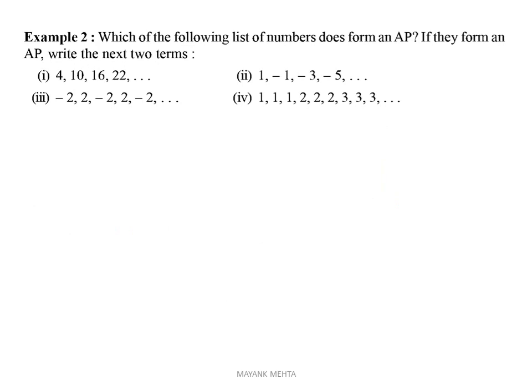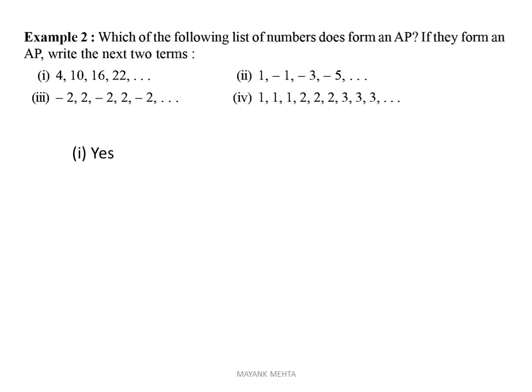Now here is an example. Which of the following lists of numbers does form an AP? You have to check whether it is an AP or not. If they form an AP, write the next two terms. First of all, look at the first one: 4, 10, 16, 22. Is this an arithmetic progression?